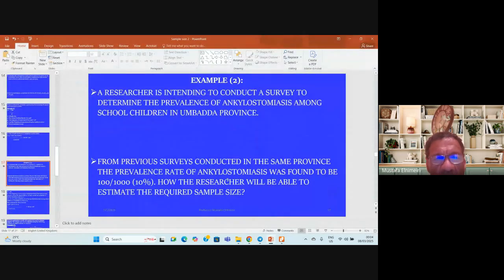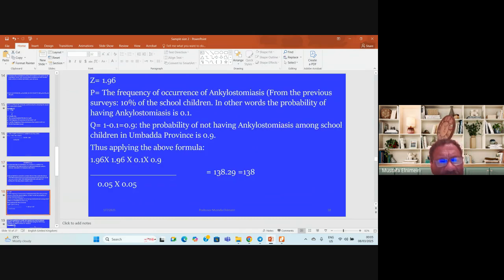We can talk about a researcher intending to conduct a survey to determine the prevalence of ankylostomiasis among school children in a certain village, for example. From previous surveys conducted in the same area, the prevalence rate of ankylostomiasis was found to be 100 per 1,000, for example, 10%. How will the researcher be able to estimate the required sample size?